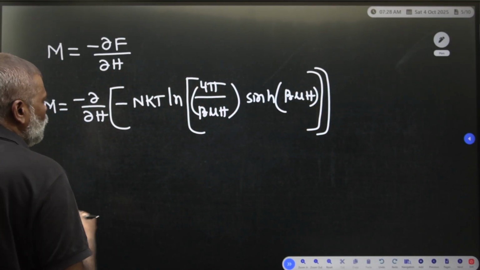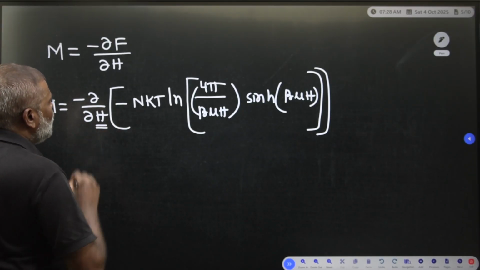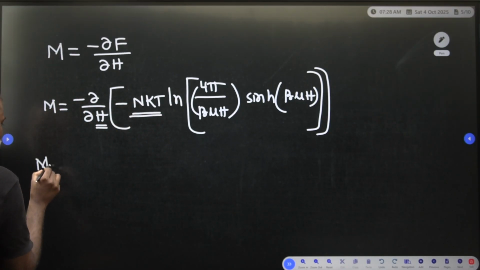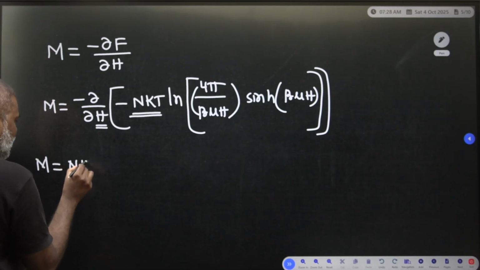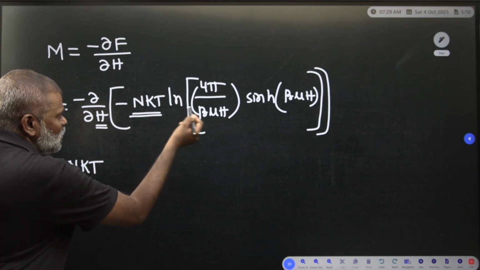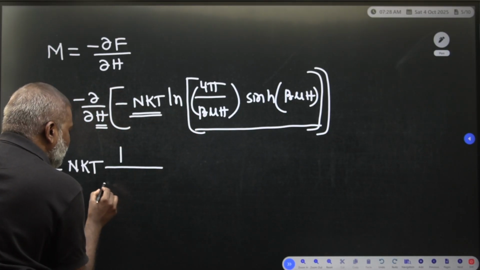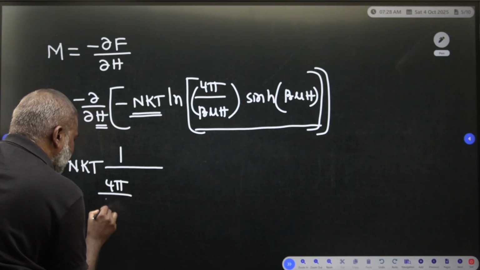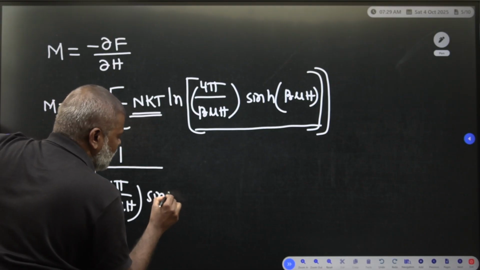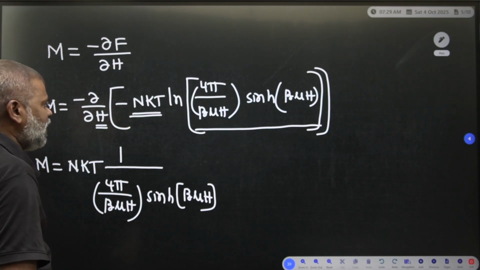Clear? Now we differentiate with respect to H. Minus into minus gives plus, so we get NkT. Then ln, so the entire thing, we take first 1 over (4π / βμH × sinh(βμH)).